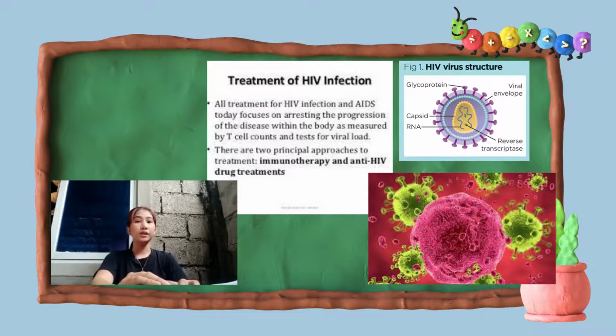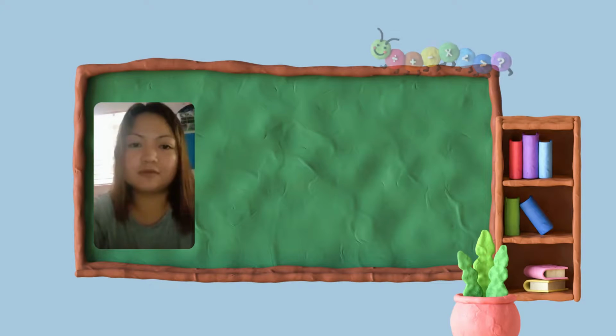Individuals at highest risk of developing infection include, first, sexually active individuals, especially those with multiple sexual partners. Second, intravenous drug users with sharing of needles. Third, patients receiving blood and blood product transfusion, like hemophiliacs.